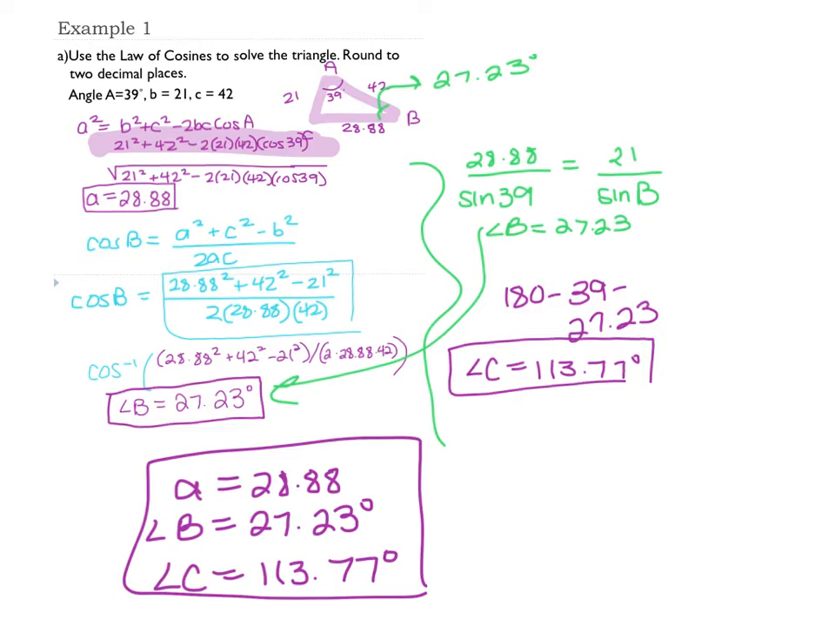There's 8 questions on your quiz. 2 from law of sines, 2 from law of cosines, an area of each, which we're going to get to in a moment, and 2 word problems.